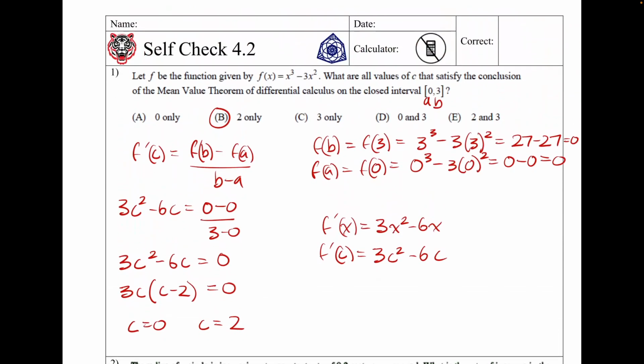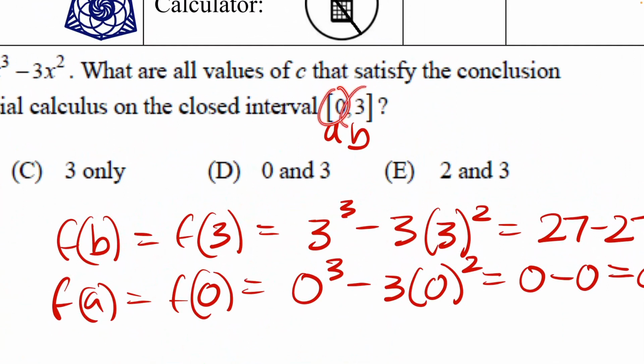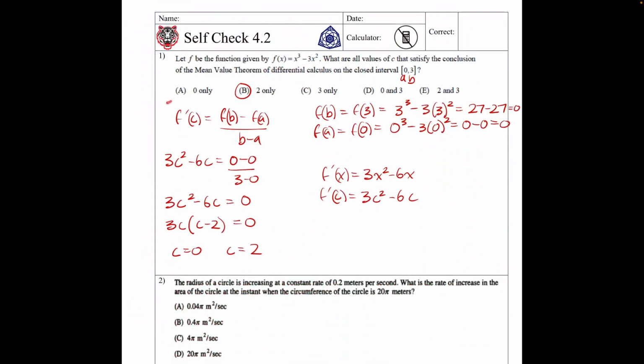So I just said, well, explain again. Because it says a closed interval with the brackets 0 and 3, which means it can't be 0 and it can't be 3. So you can just eliminate A, C, D, and E. That's very smart. I think that's really true.